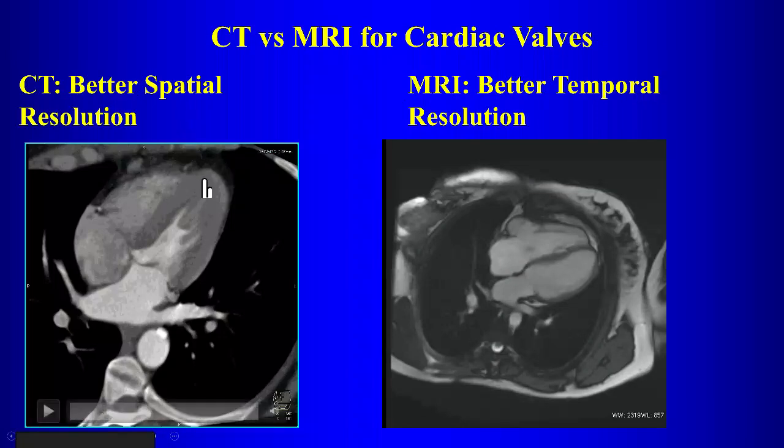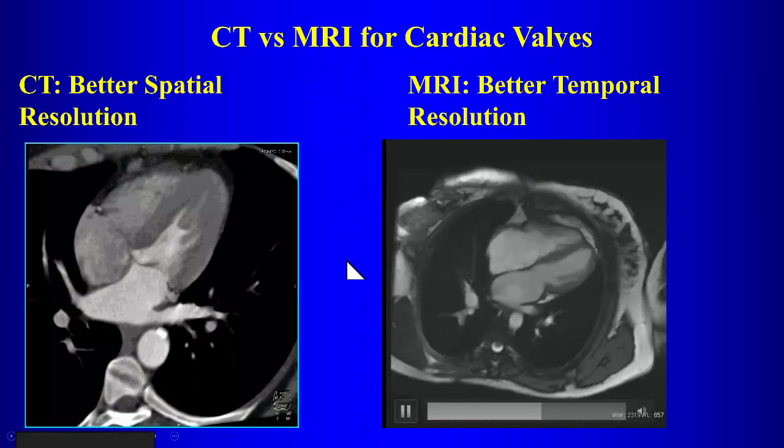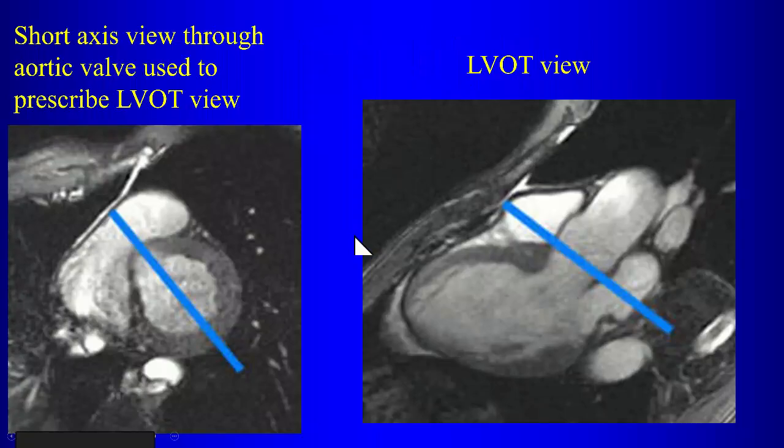Okay. CT gives you good spatial resolution. MRI is very good for temporal resolution. So MRI is good for looking at cardiac function and especially for looking at these valvular abnormalities. So we've talked about how to get the left ventricular outflow tract view from your short axis view. If you want to look at the aortic valve, you want to look at it en face. So what you want to do is prescribe a view going right through the aortic valve, and you can get that from your left ventricular outflow tract view.